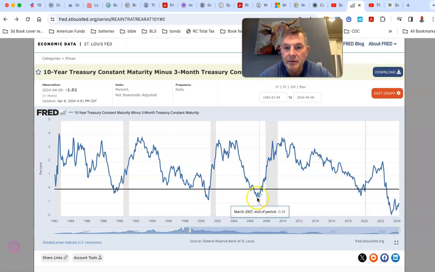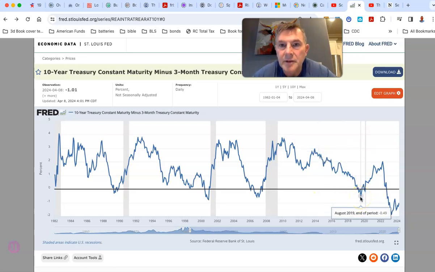March of 2007 and October 2006, the recession happened here. Inverted yield curve right there, recession right there. Inverted yield curve all these years. Now, the funny thing is, here's the inverted yield curve in 2019. No one knew about coronavirus. No one knew. Interesting. So the inverted yield curve obviously led us to have the recession.